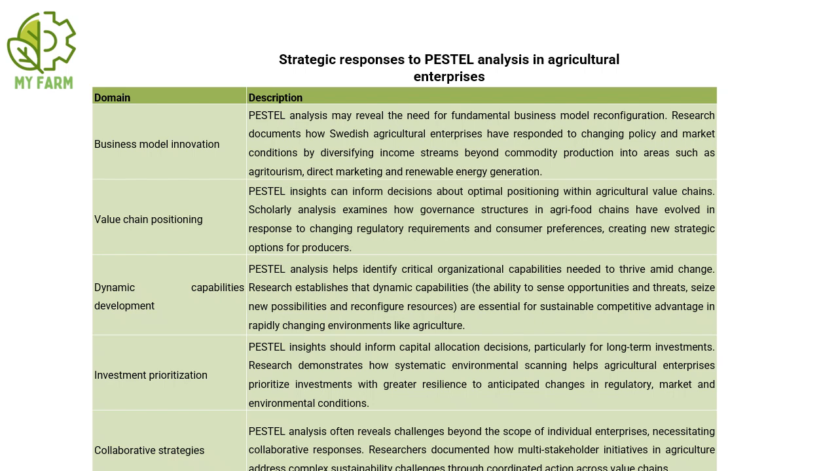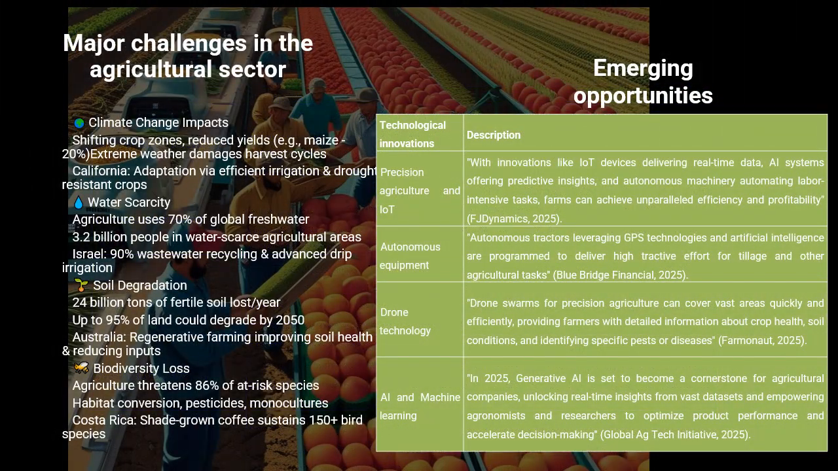Multi-stakeholder initiatives address complex sustainability challenges through coordinated action among producers, processors, government agencies, and NGOs. Let's now examine the major challenges and opportunities currently shaping the agricultural sector.